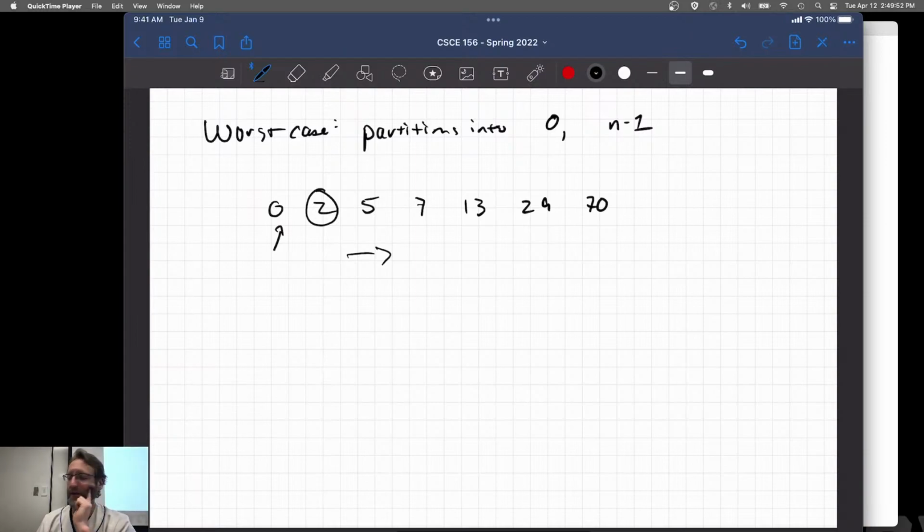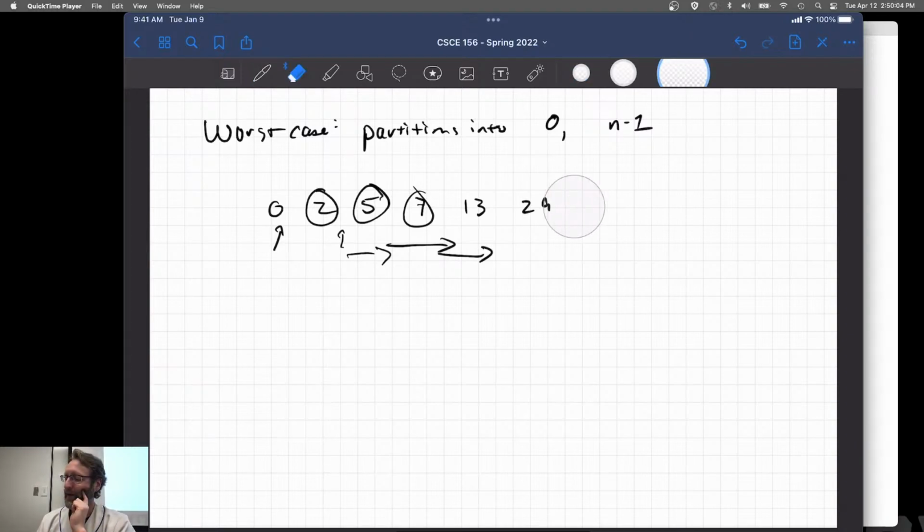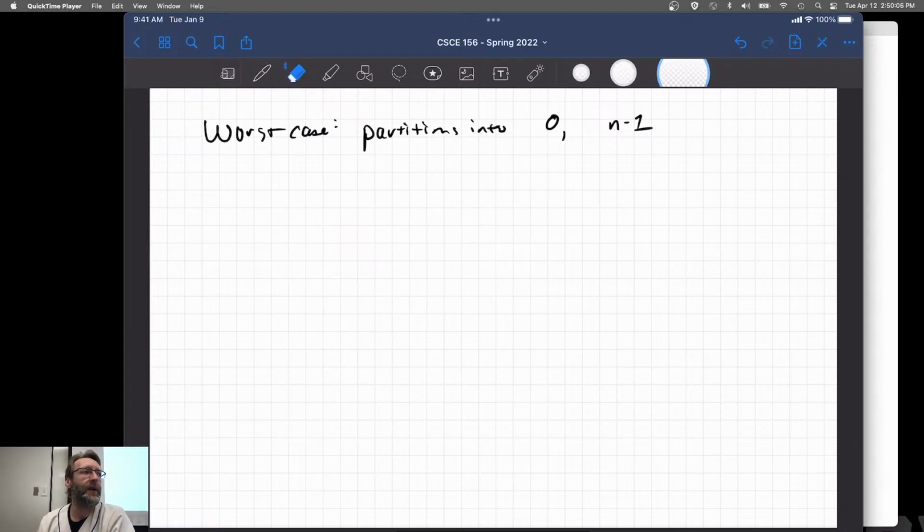What about in the left? 0. Partition again, around 5. Everything goes to the right, and there's nothing to partition in the left. Partition again, everything goes to the right, everything goes to the right. That is one of the worst case scenarios.